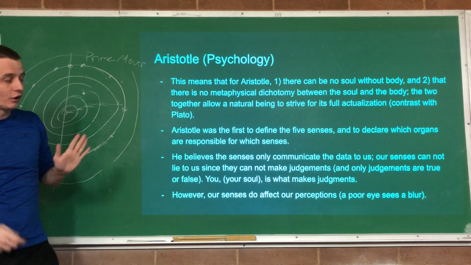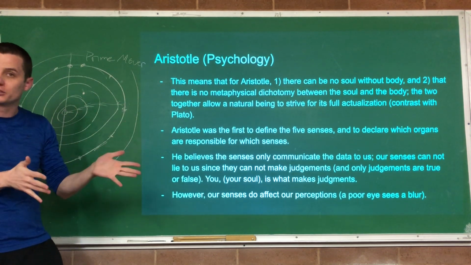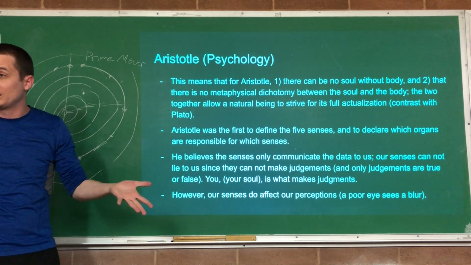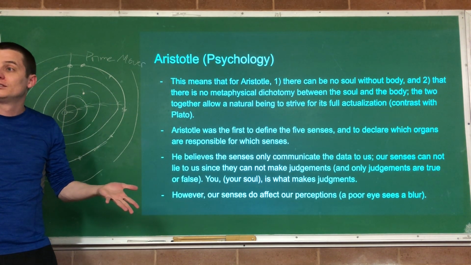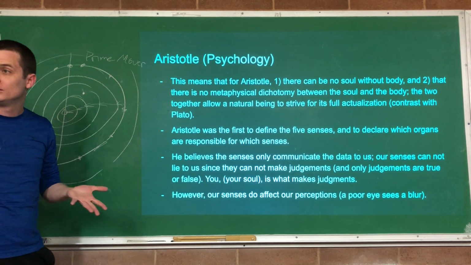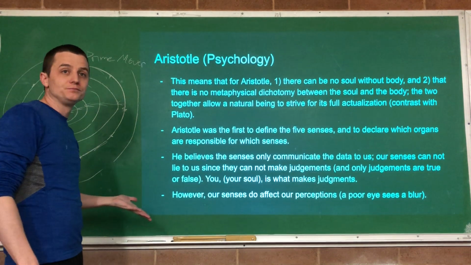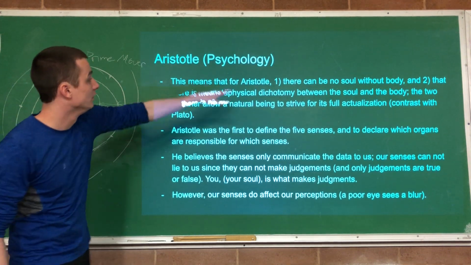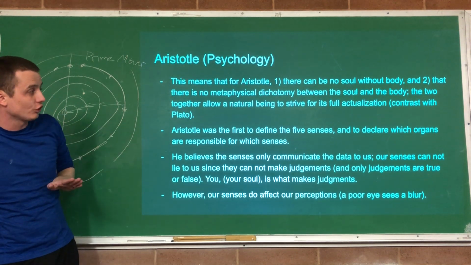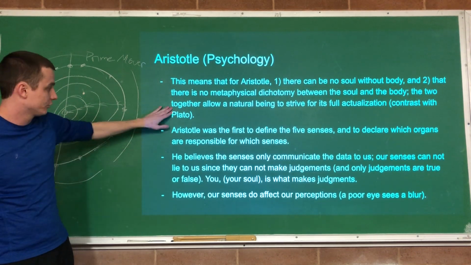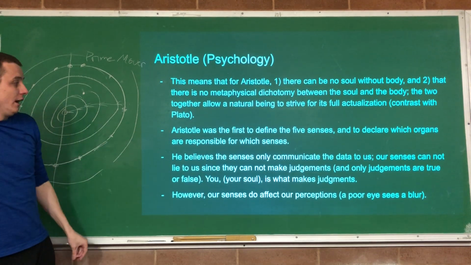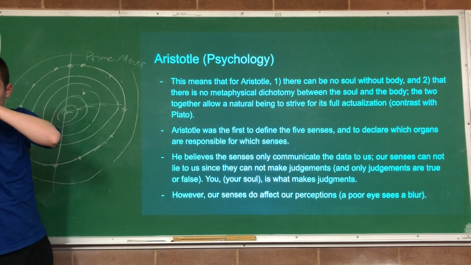Now Aristotle completely throws that dichotomy away with his notion of soul. The soul is a body actualizing itself when it has the potential for life. The soul can't do anything without the body. The body can't do anything without the soul. So there's no dichotomy between the soul and the body. The two together allow a natural being to strive for its full actualization. Contrast that with Plato, which we just did. Make sense? Now, Aristotle was the first to define the five senses.